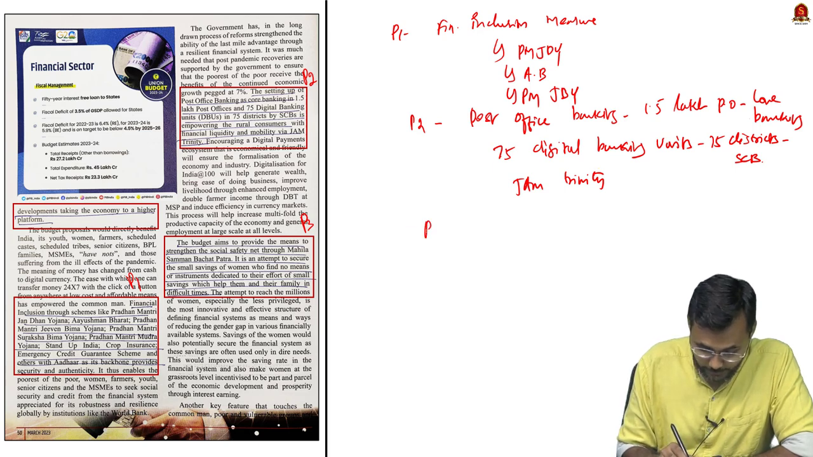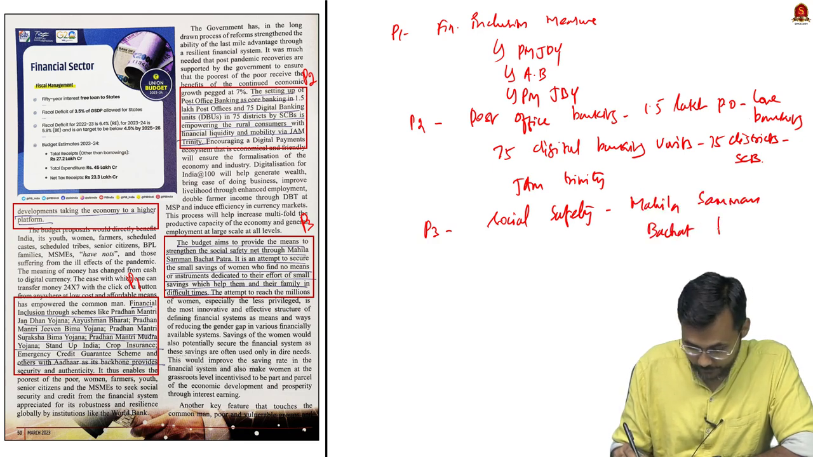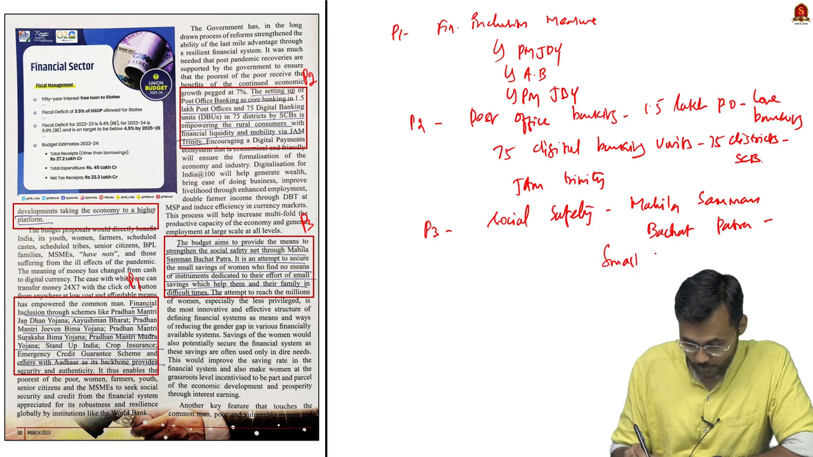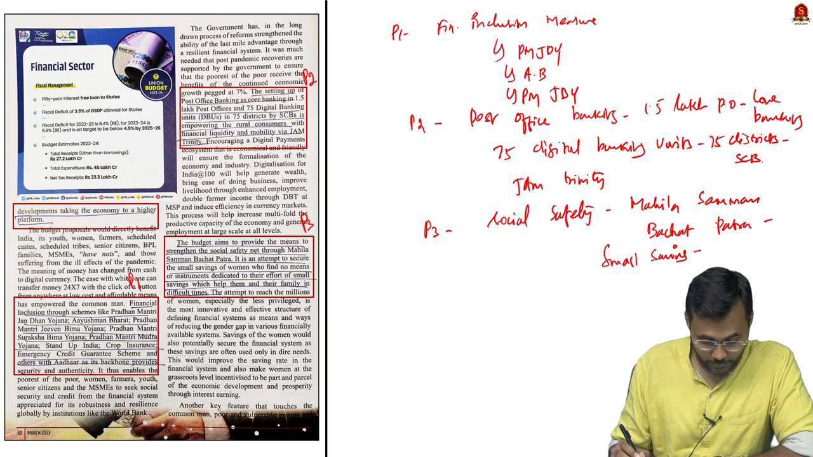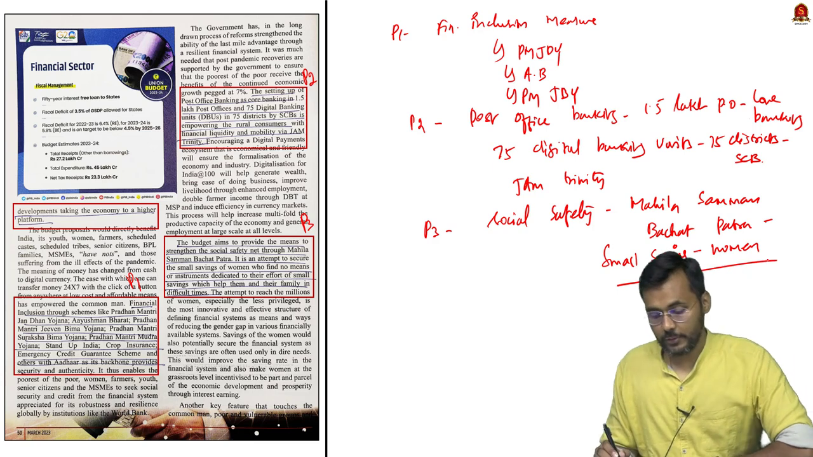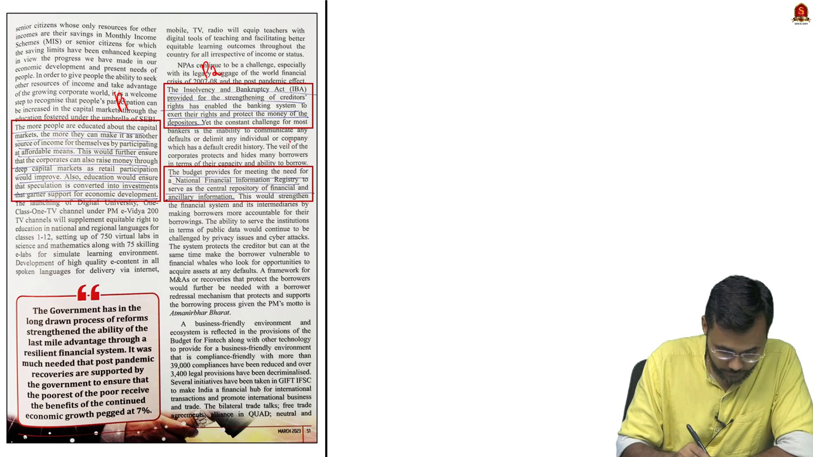And also in paragraph 3, for social safety through finance, especially for women, they have this Mahila Samman Bachat Patra. So this gives some income insurance through small savings for women with good interest being given. So focusing on women, small savings for women. Right now the government is encouraging that. Paragraph 1, 2 and 3.